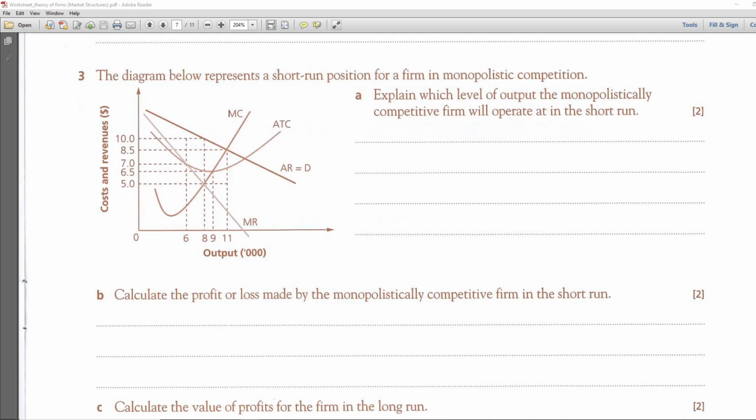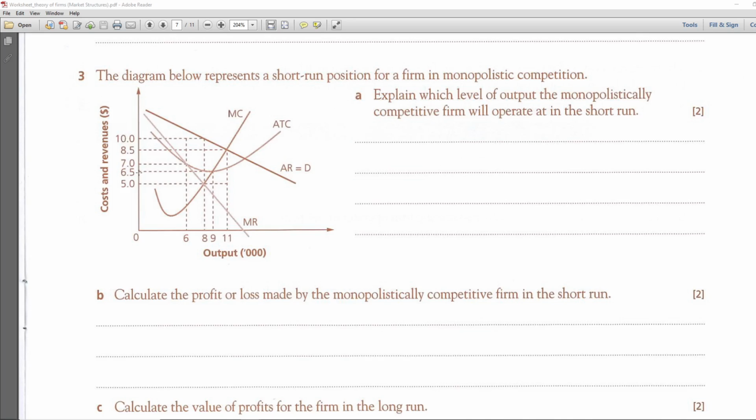So if you do the deduction, then you will get the profit. Or you can just look at the distance here, 3.5. Because when we are producing at this output, this is the average total cost when we are producing 8,000, 6.5, and we are selling it at $10, so the distance here, 10 minus 6.5, is 3.5.